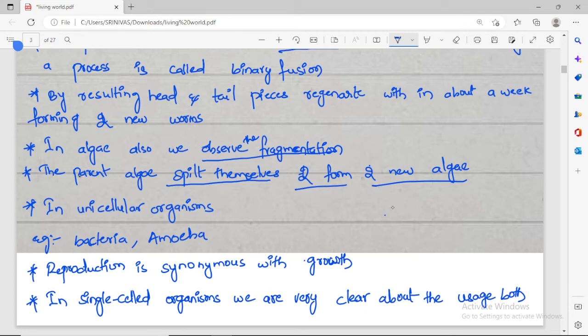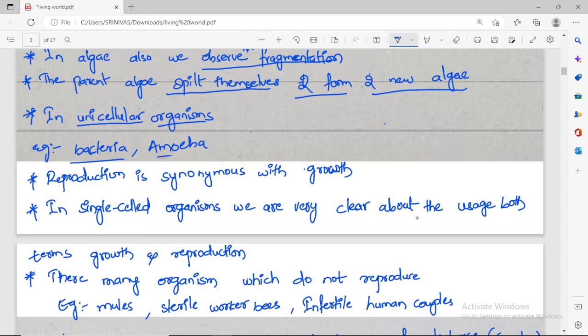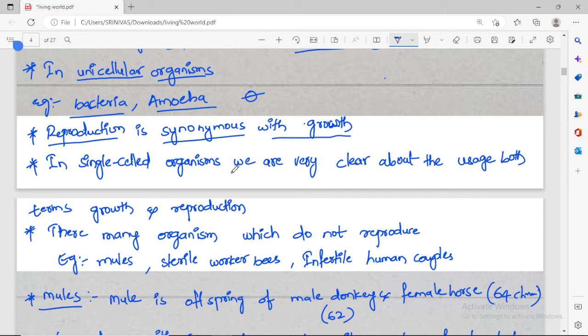Next we see unicellular organisms. What are the examples? Bacteria, amoeba. In bacteria and amoeba, reproduction is synonymous with growth. They have only one cell. Reproduction means copying, and here one cell divides, which gives growth. In reproduction the cell is dividing. Reproduction is the same as growth in unicellular organisms.